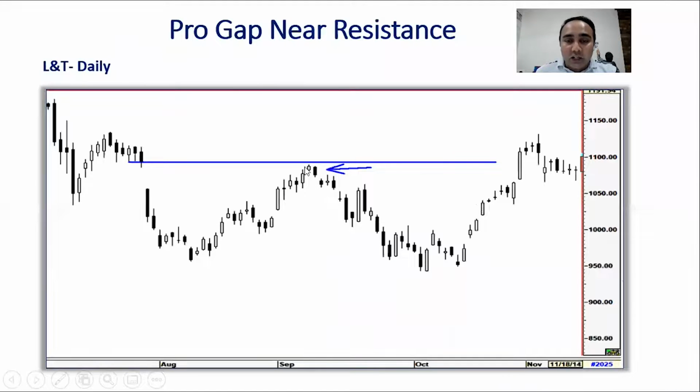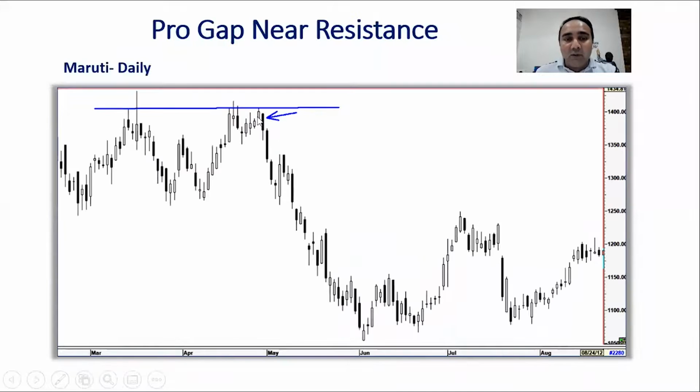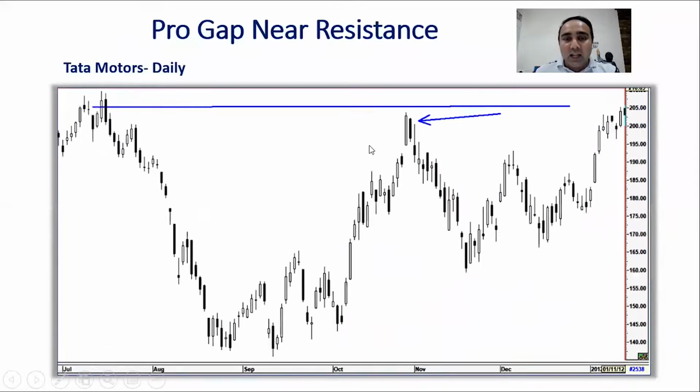I'm going to sell a call in this case. And there's a sell a put here, like sell a put here, then sell a call. See, this is a perfect pro gap. If you understand pro gap, you can write options.